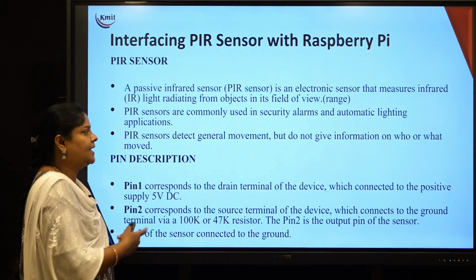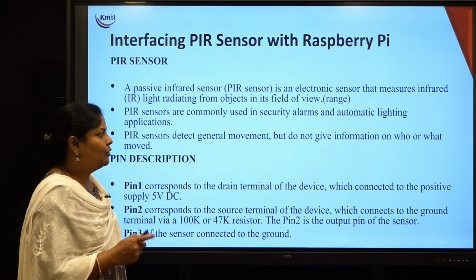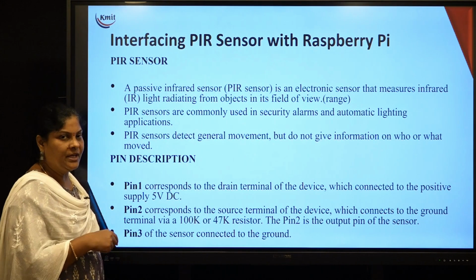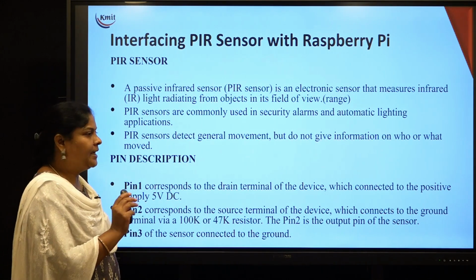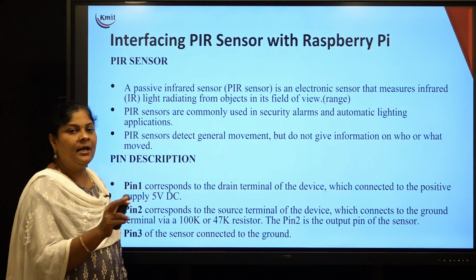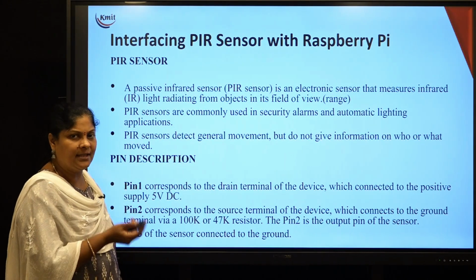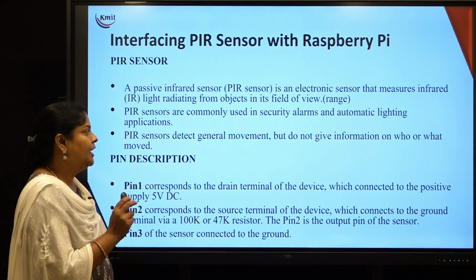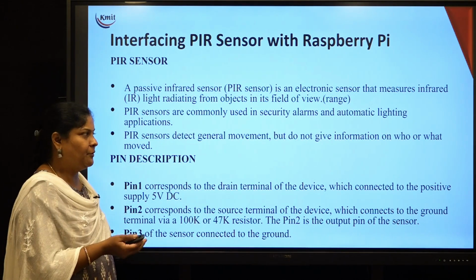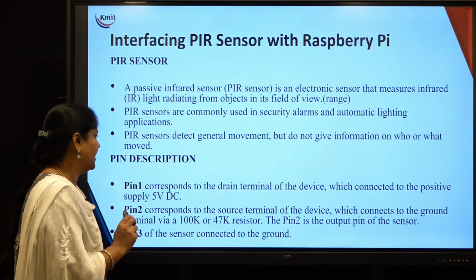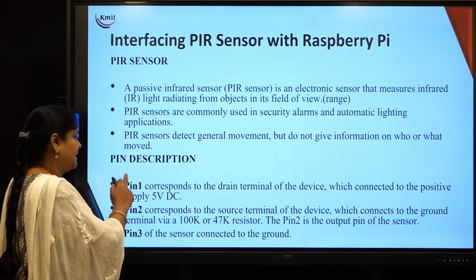PIR sensors detect general movement but do not give information on how or what moved. So here it only tells that something is appearing in the range of detection, but it does not tell whether it is a person or a thing or a tree, chair, like that. It does not give that information. It only tells that something is passing in that particular range of the PIR sensor.